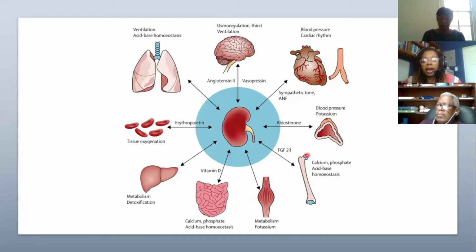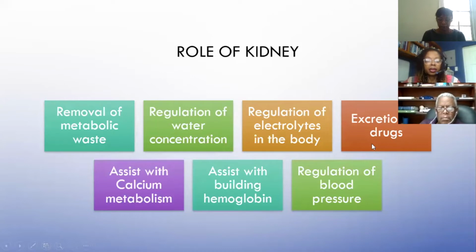So, to explain the roles of the kidney. I've shown you that it interacts with several different organs, but I've then just taken that out and put it in words so you can see it's involved in the removal of metabolic waste. That is, after the body has had several chemical reactions, we need to excrete some of that waste. That is what the kidney is for.